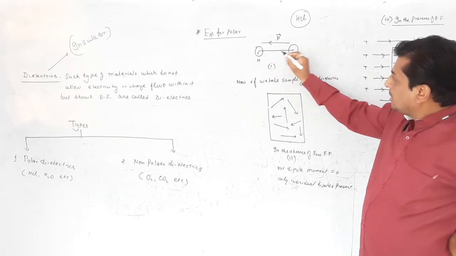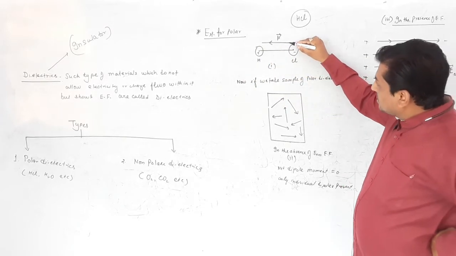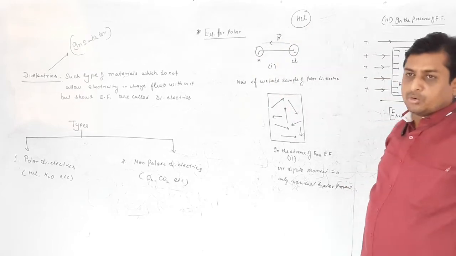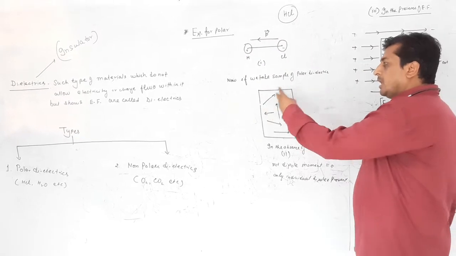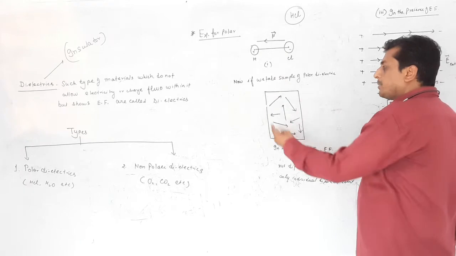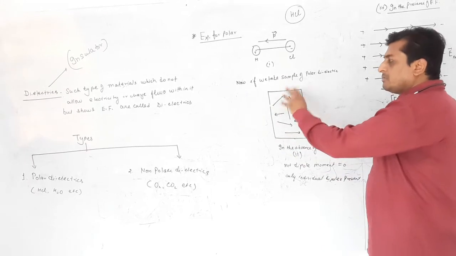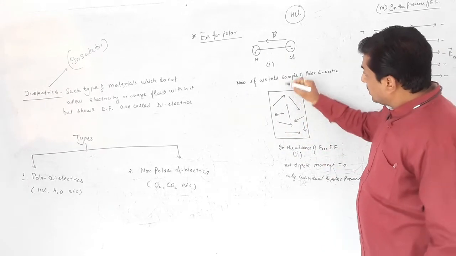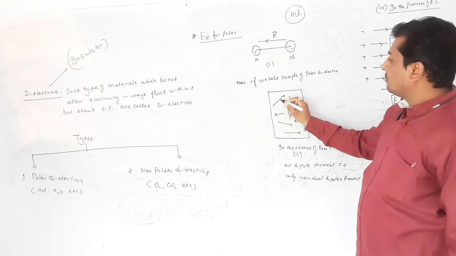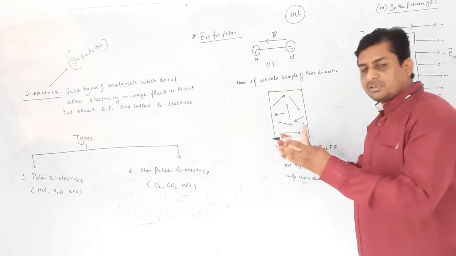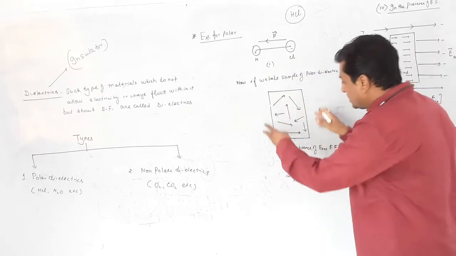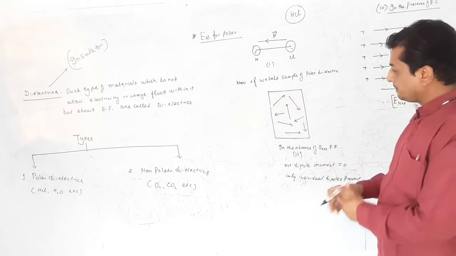Now here is plus, here is minus. You can see this is the direction of the electric dipole moment. Now I have considered a sample which consists of polar molecules. Here is only one molecule, and here 1, 2, 3, 4, 5, 6, 7, several molecules are present. So I have considered a sample of polar molecules.